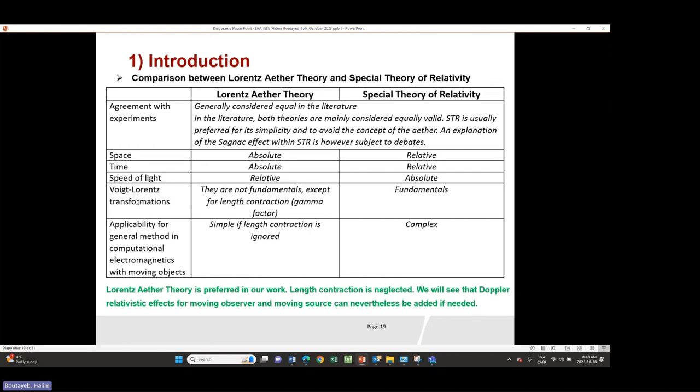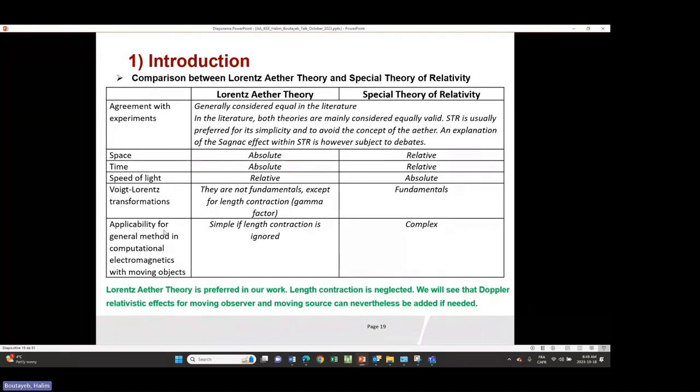In Lorentz ether theory, the Voigt-Lorentz transformation, so I call them Voigt-Lorentz transformation, because I consider that Voigt is an inventor. Usually in the literature, they call them Lorentz transformation, but actually Voigt is an inventor. So I call them Voigt-Lorentz transformation. In Lorentz ether theory, they are not fundamental, except for the length contraction. That's the only thing that adds a physical effect in the Maxwell equations. If you don't put the gamma factor, then it's just a change of variables. And in special relativity, this transformation is fundamental.